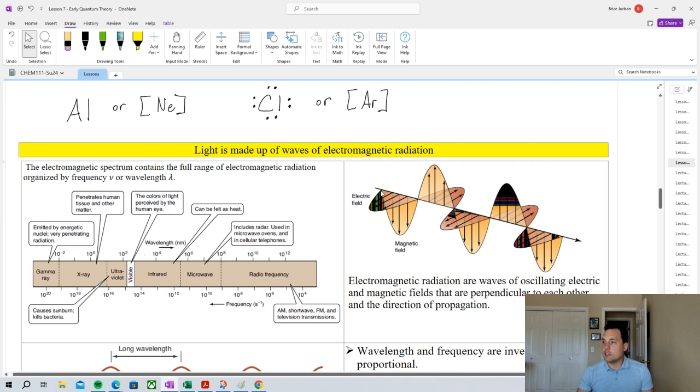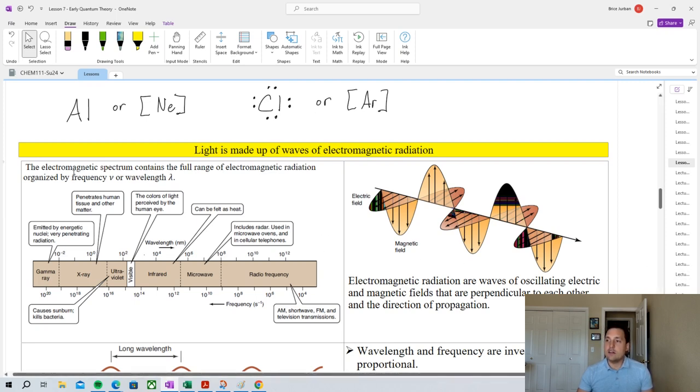So you can see here we have an electric field that oscillates like a wave, and then we have a magnetic field that oscillates here like a wave. They oscillate perpendicular to each other and perpendicular to the direction of travel of that light source. So the light begins here and it's going in that direction. So that's a light ray.